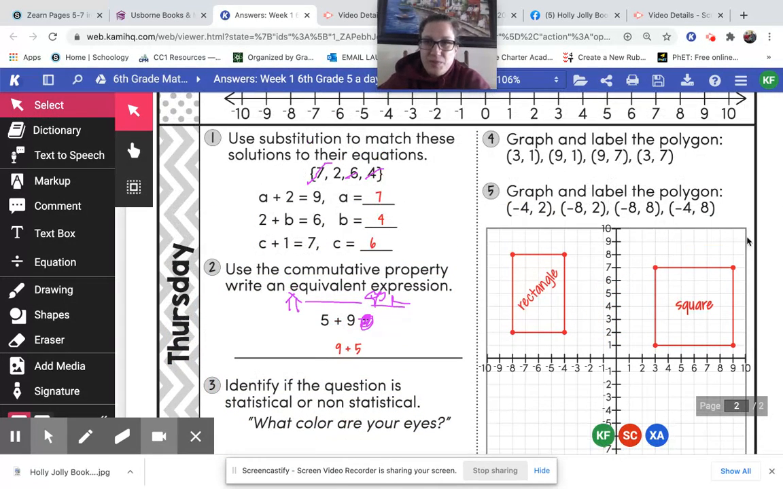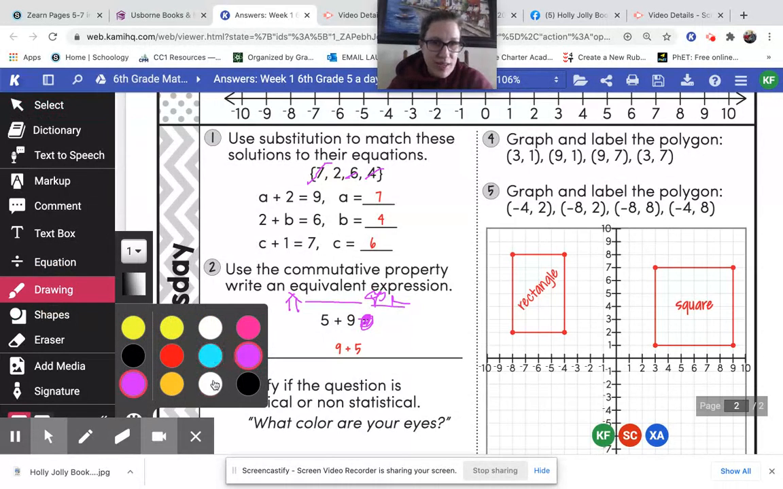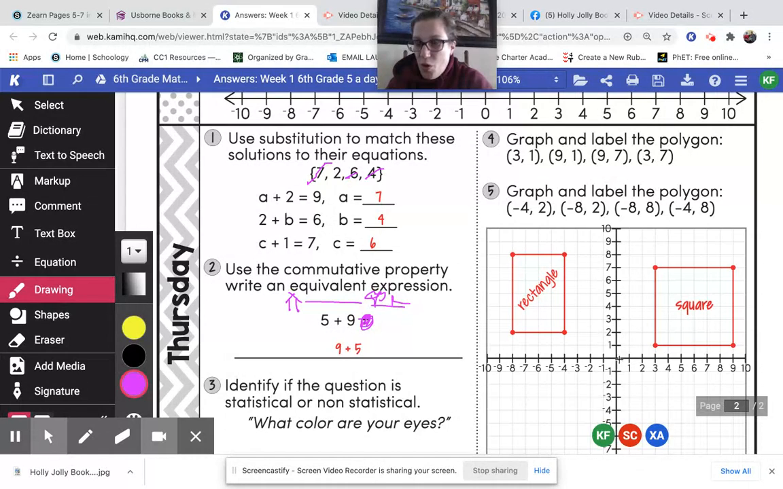Number 4, graph and label the polygon. And then it's the exact same thing here too. So remember that in an ordered pair, the first number is the x value for the x-axis, which is horizontal, and the second number is the y value for the y-axis, which is vertical. So 3, 1. Let me get my drawing shapes. I do like this purple. Okay, so I'm going to go over 3 from 0, over 3, plus, and then up 1. And so it matches this dot.